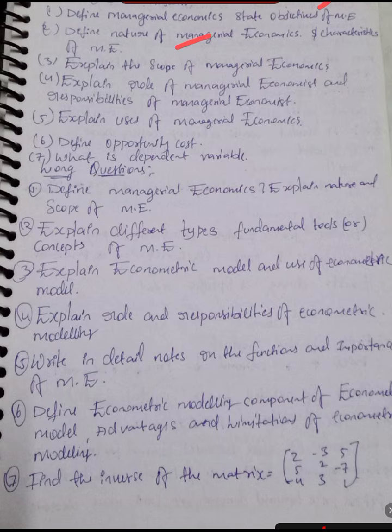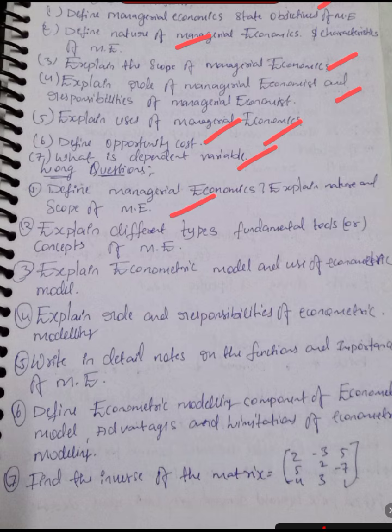Please copy it. Now, explain the scope of managerial economics. Already I have discussed it in the explanation. And role of the managerial economist and responsibility of a managerial economist. This also I gave. And explain the uses of managerial economics. Okay, now define opportunity cost. What is dependent variable? So you will get this kind of questions in short answers and long answers.